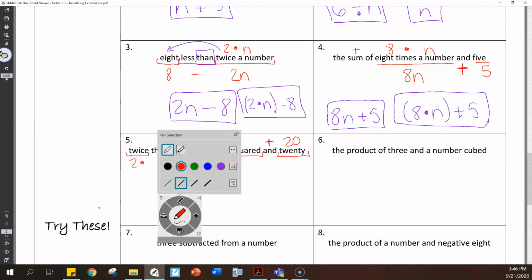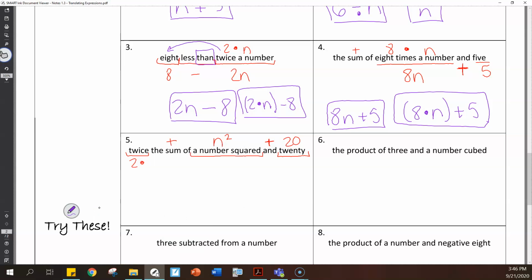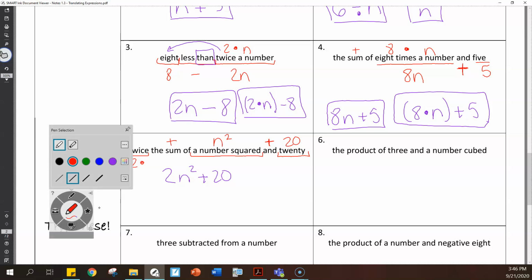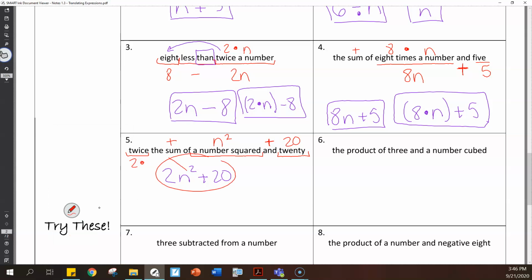Now, unfortunately, I cannot write this as twice the sum of a number squared and 20, 2n squared plus 20. Okay, this is not correct here. Because what this tells me to do is twice the number squared and then add 20 after that.